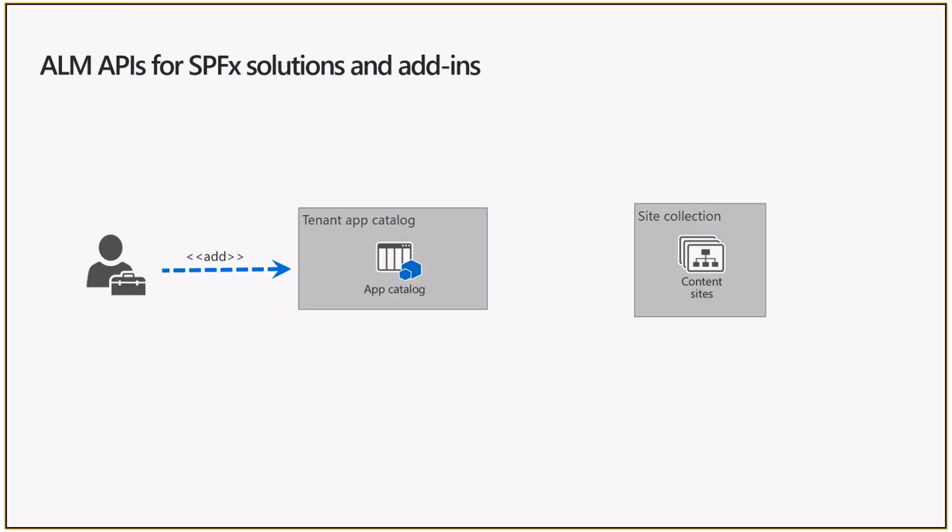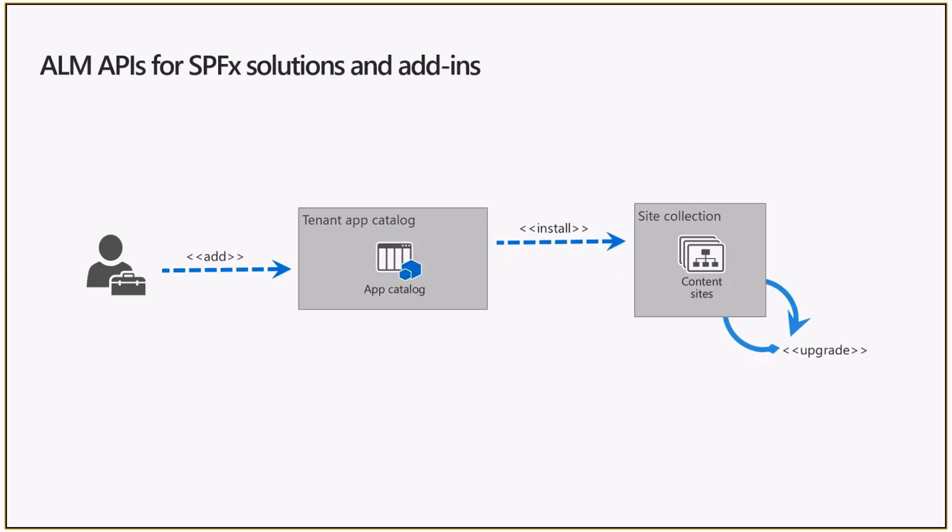From the tenant app catalog, you can trust the solutions. You're able to do all of that automatically using APIs. When the solution is in the app catalog, you can also install it to the site level to be precise, because add-ins and SharePoint Framework solutions are installed on a site level in the site collection. And if you add a new version of the add-in or a SharePoint Framework solution to the app catalog, you can upgrade that existing instance in the site level.